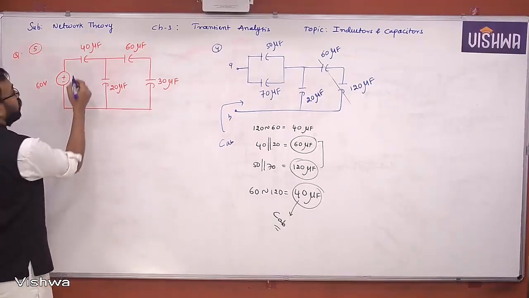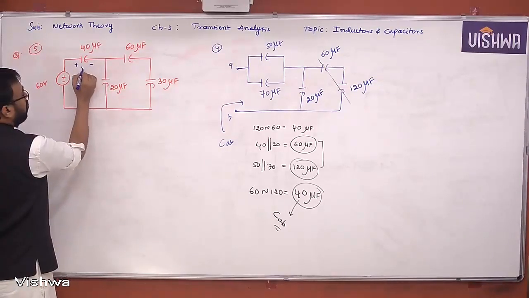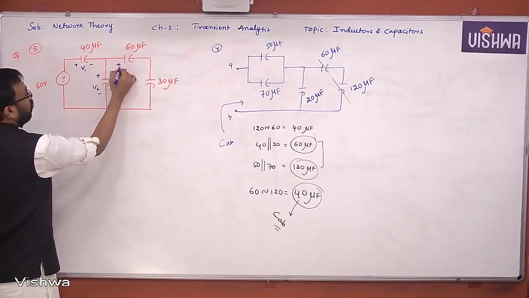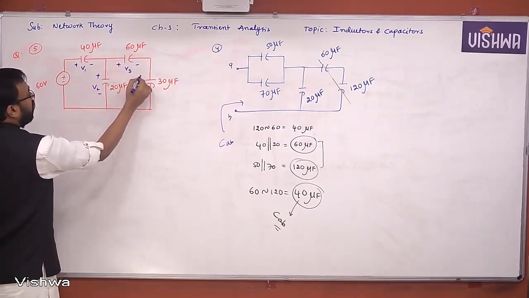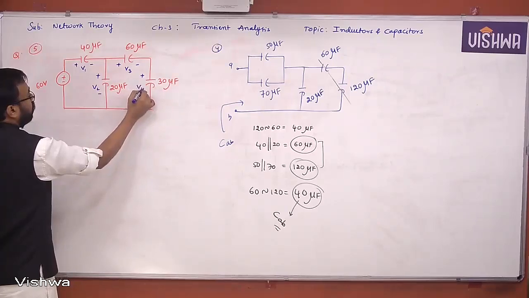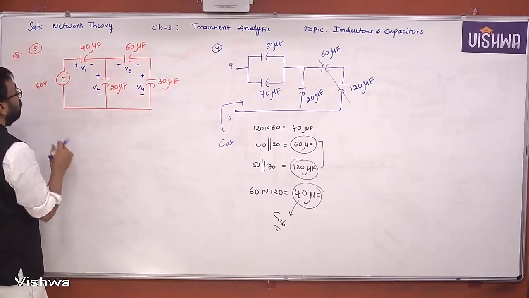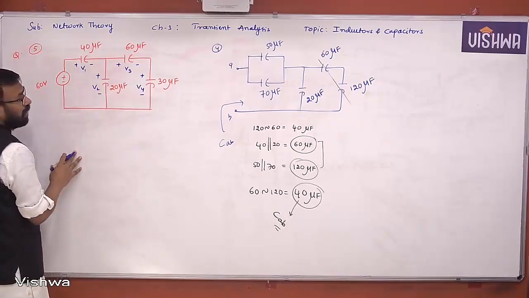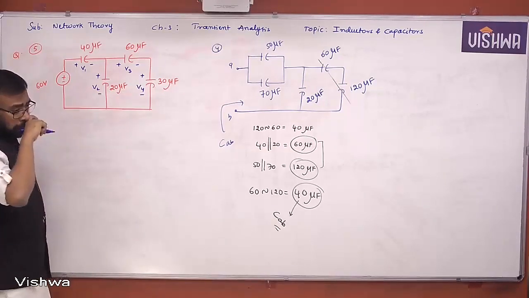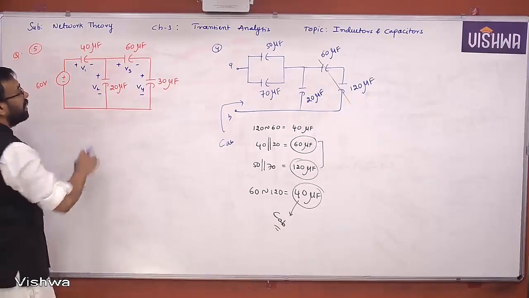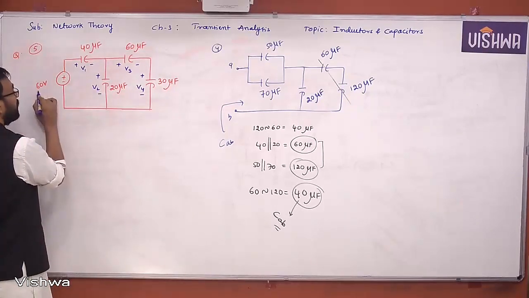Okay. Assume that the voltage across this one is V1. The voltage across this one is V2. The voltage across this one is V3. And this one is V4. Okay. Understand all of you? Okay. So let us go for the voltage division rule directly. Voltage across each capacitor is asked. And this entire combination is excited by what?